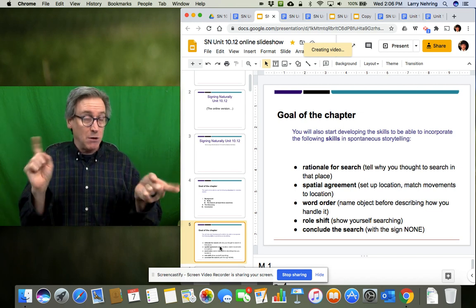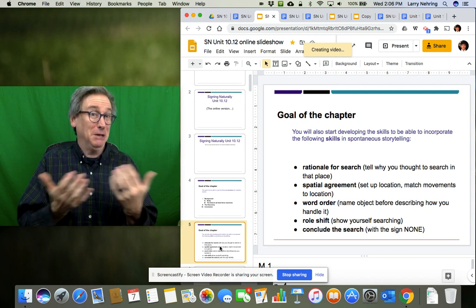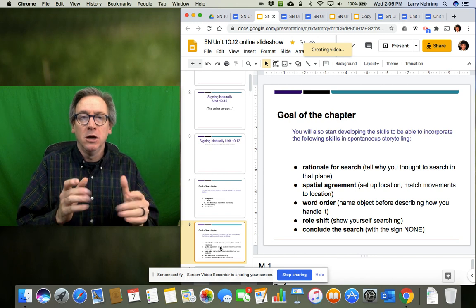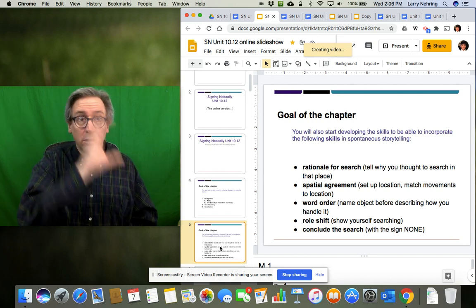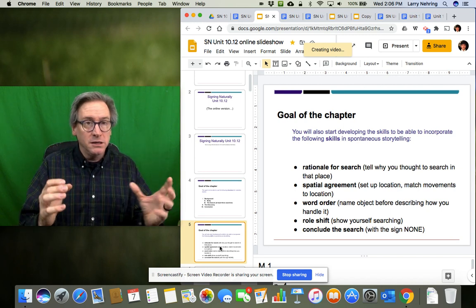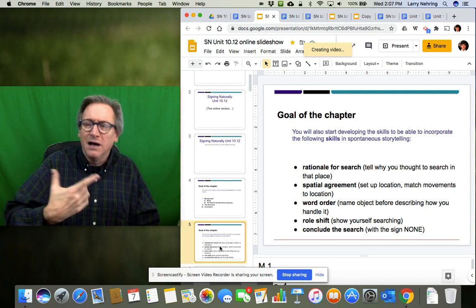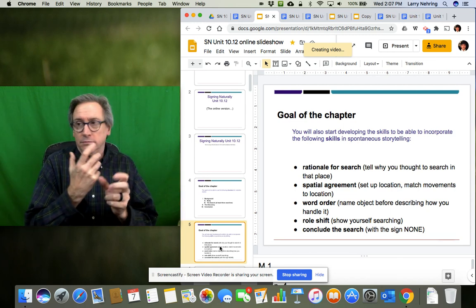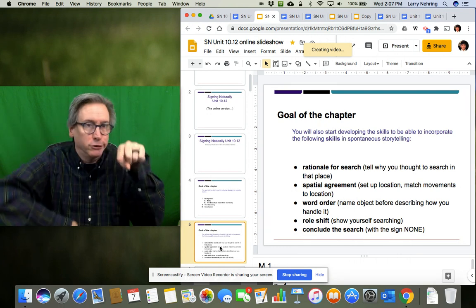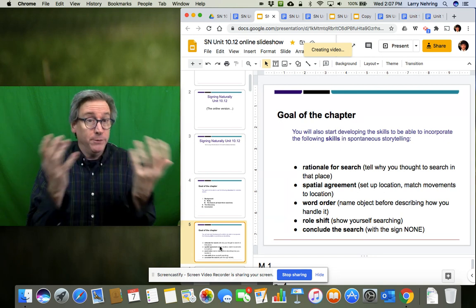So role shifting. Now we're starting to incorporate role playing to keep class exciting. And then concluding the search, looking, found none. Sandwich, none. So if your quest is fruitless, couldn't. Any kind of negative, or it could be a positive end.